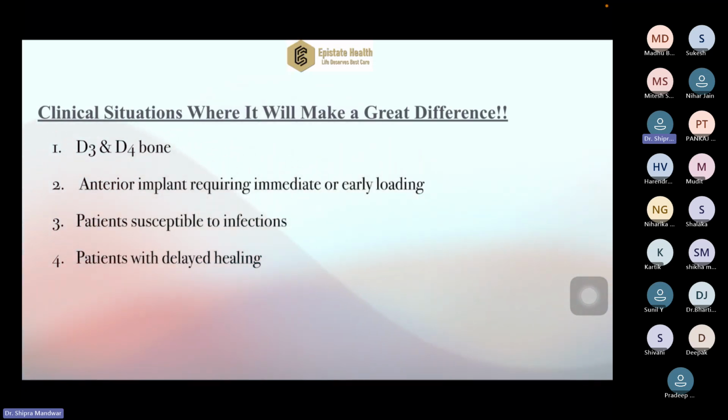And for patients who are susceptible to infection, patients with delayed healing, like patients with diabetes or osteoporosis, who are susceptible to infections now and then, it will really make a good difference. As I say, good teeth are deserved by all, irrespective of whether they have some debilitating disease, diabetes or osteoporosis. Everyone deserves good teeth, and we have a chance to give them that.